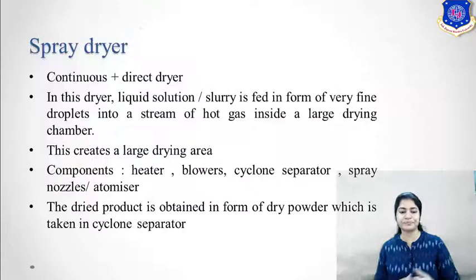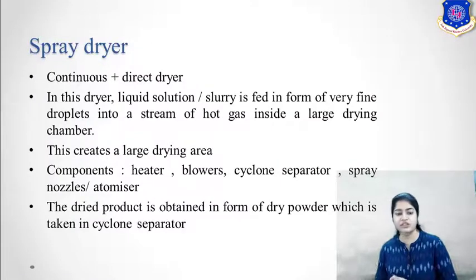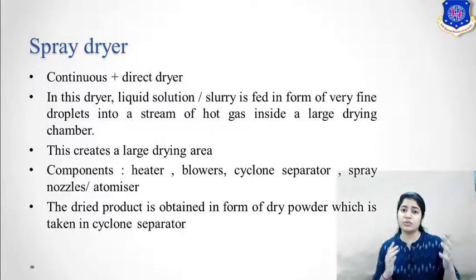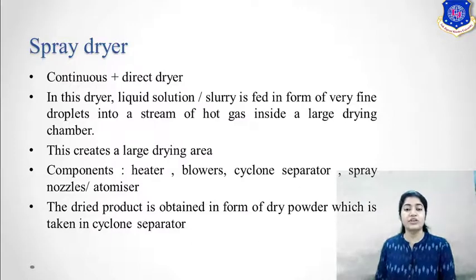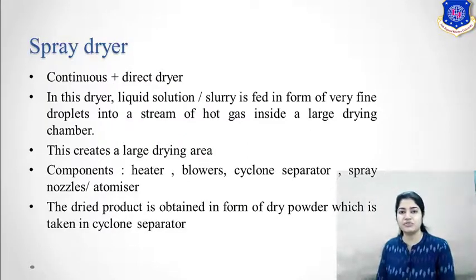The next kind of dryer is the spray dryer. The mode of operation is continuous, whereas the heating mode is direct heating. In this dryer, the liquid solution or slurry is fed in the form of very fine droplets into a stream of hot gas inside a large drying chamber.